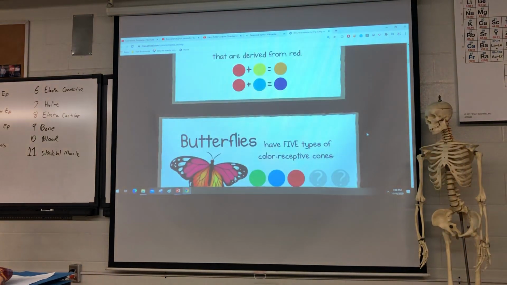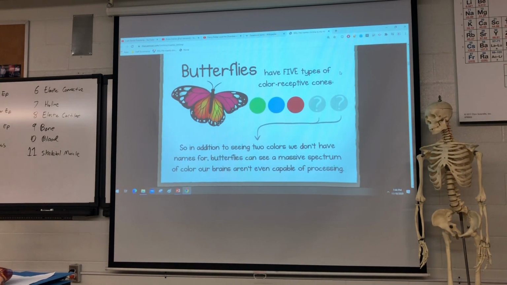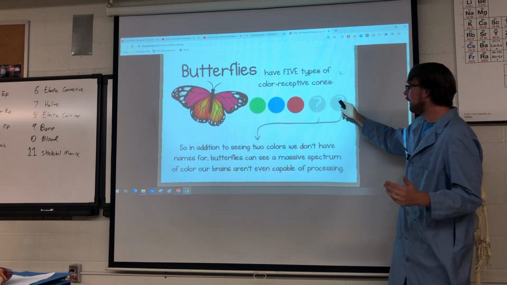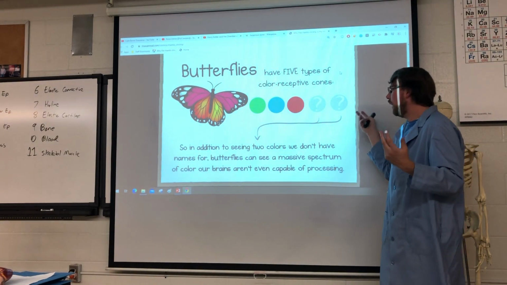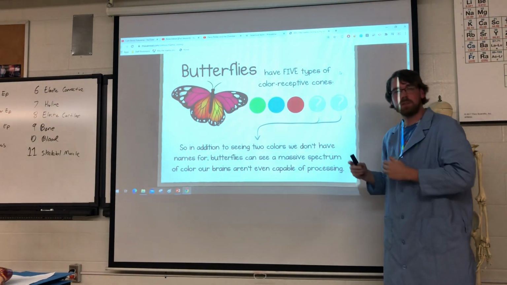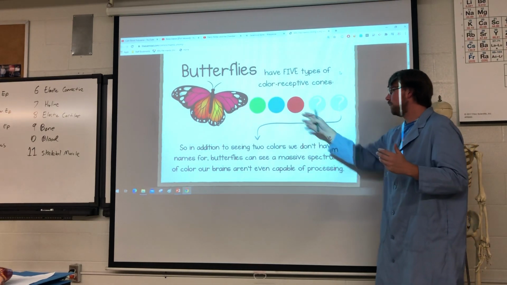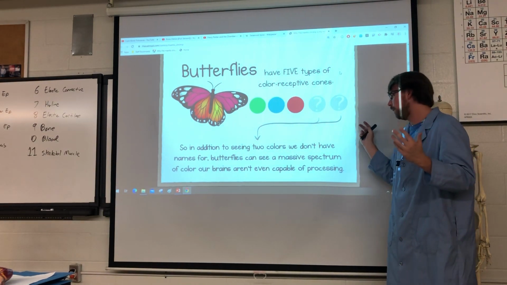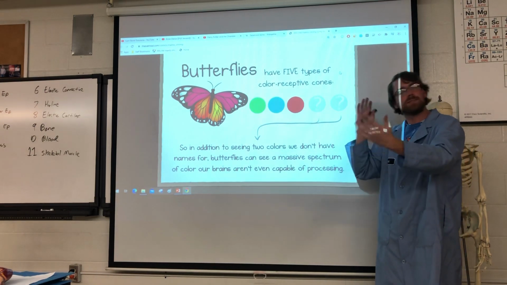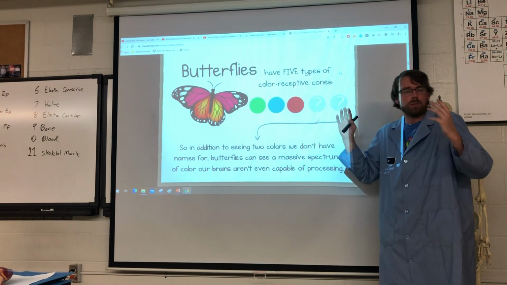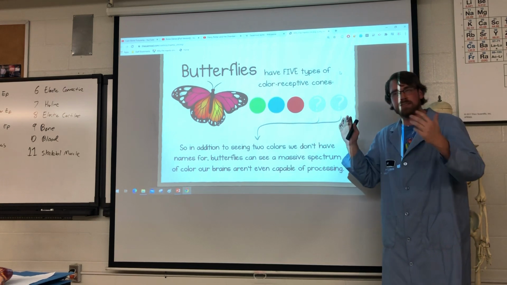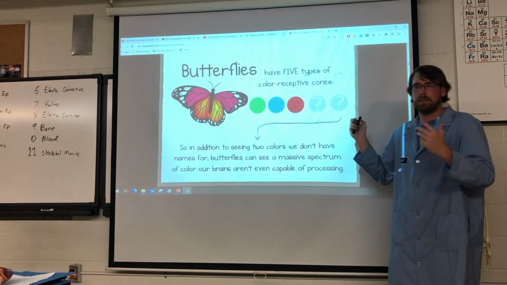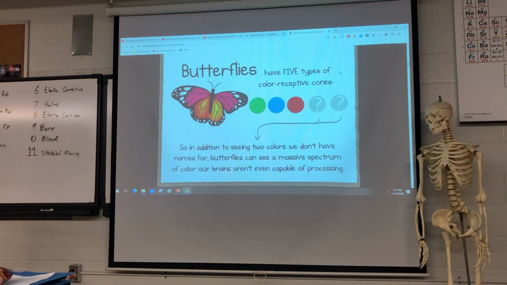Then we are going to get to butterflies. Butterflies have 5 types of color receptive cones: blue, green, red, and then these 2. We don't know what to call them. In addition to seeing what we see, they also have 2 cones for colors outside of our visual spectrum. So they can see colors that our brains don't have a way of processing or understanding because they are seeing in the ultraviolet and the infrared. I don't have a clue what it looks like.